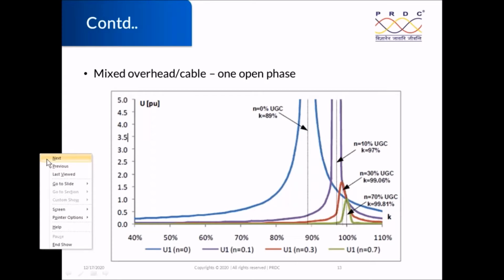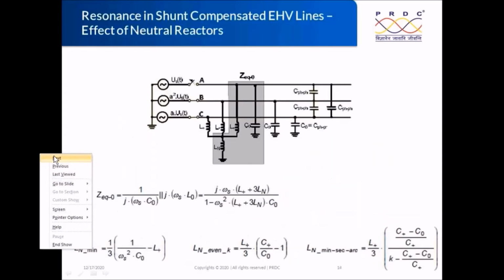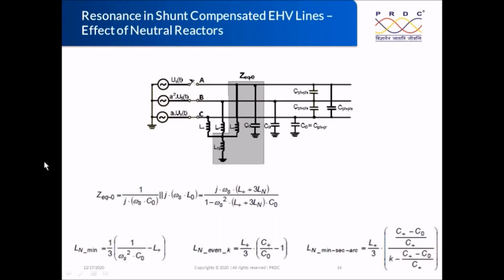So this is one factor. Then the next is the same resonance and shunt compensation in EHV lines. What is the effect of neutral reactors? Generally, if you look at the shunt reactor, previously we showed the neutral point solidly grounded. Now we have added a reactor in the neutral point. So again, you can calculate the equivalent impedance now. As we saw without a neutral reactor, based on the degree of compensation, this equivalent impedance can be either capacitive or inductive in nature.